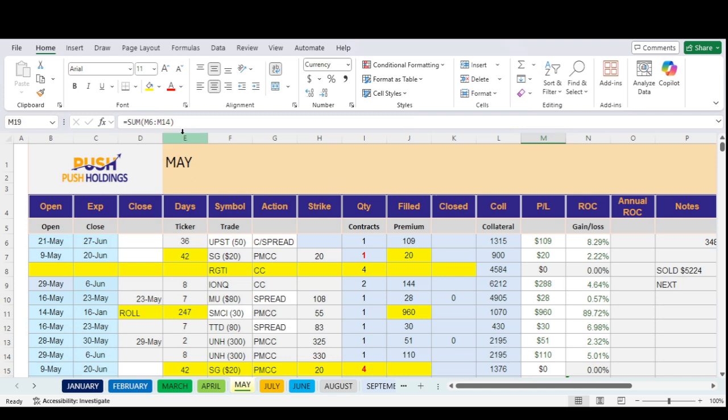So here you can see we're on May. Now, as usual, I'm going to give you a brief walkthrough. I'm going to show you proof of at least one of these option strategies. Okay, so let's go ahead and get going.